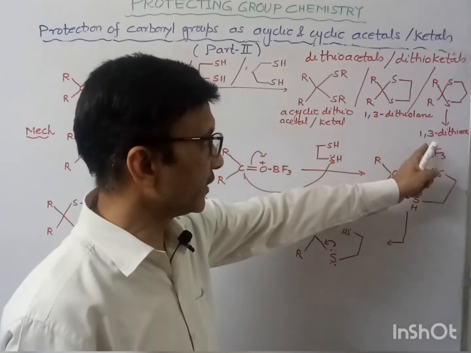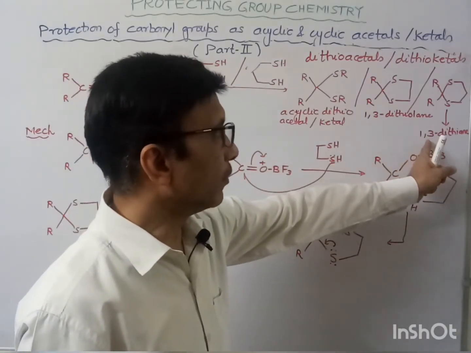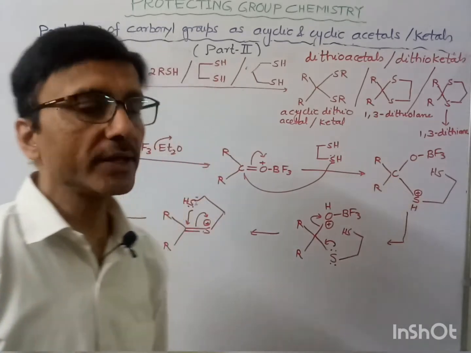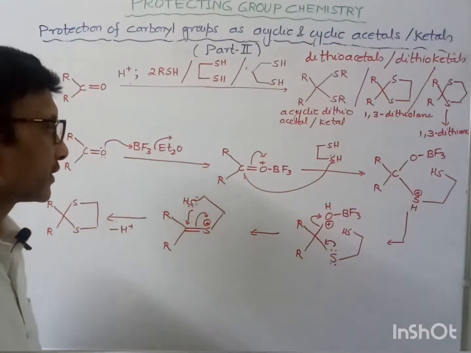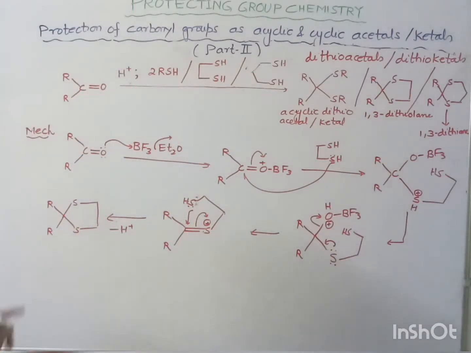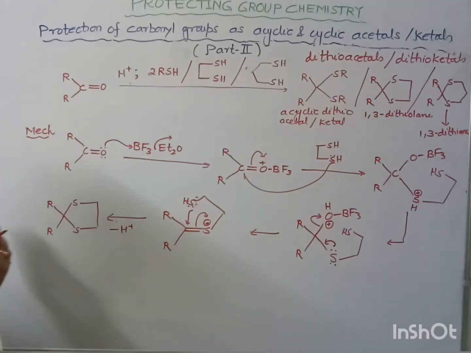In the same way we can protect in the form of 1,3-dithiane, that is, a 6-membered ring can be formed also. So this is the mechanism of this protection. Now in the same way we can do it for the others also. Now let's see the mechanism of deprotection.